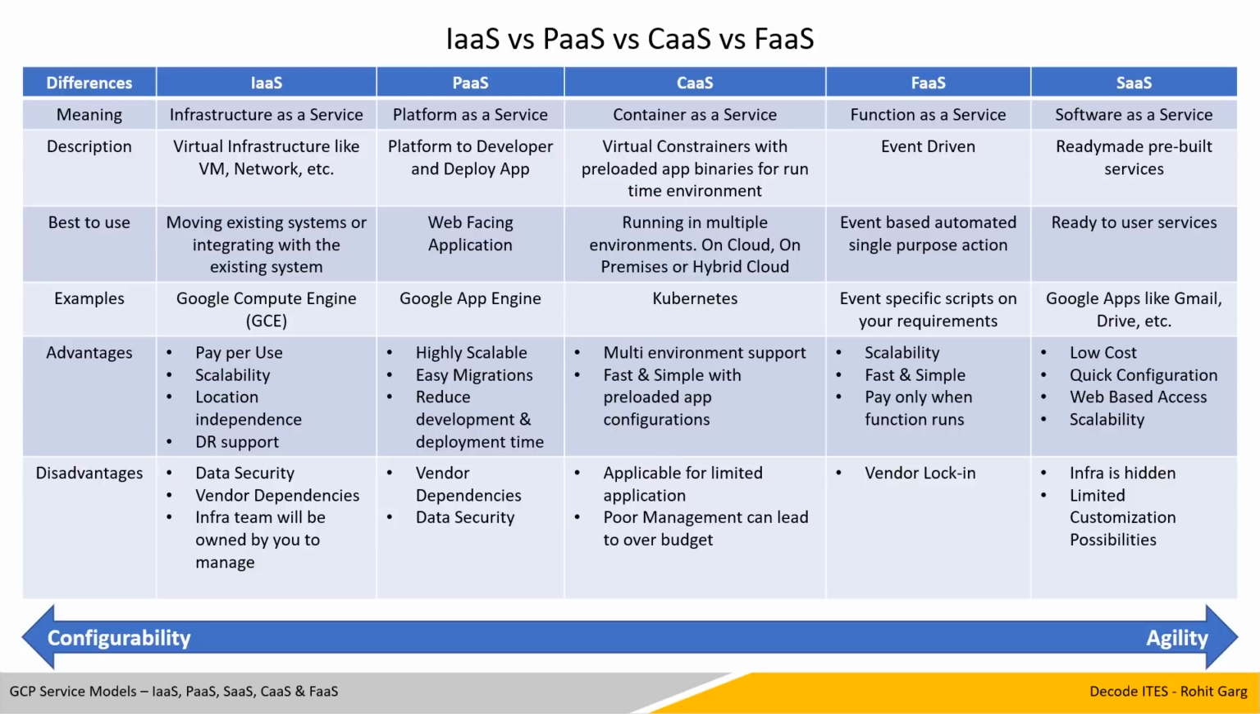Let's come to the advantages and disadvantages of each service model. In IaaS, you have to pay as per use. It is scalable, location independent. You need not worry whether a data center or zone is available at your location or not, and there is DR support. DR gives stability to your environment and you need not worry about that.